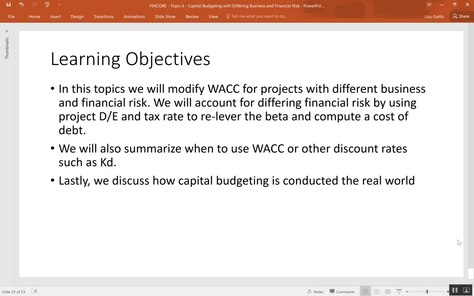So in this topic, we talked about how we modified WACC for projects with different business risk and financial risk. We summarized when to use WACC or other discount rates such as cost of debt, and we discussed how capital budgeting is performed in the real world.